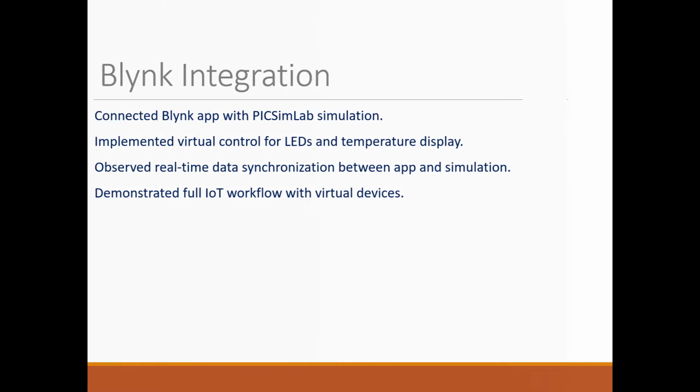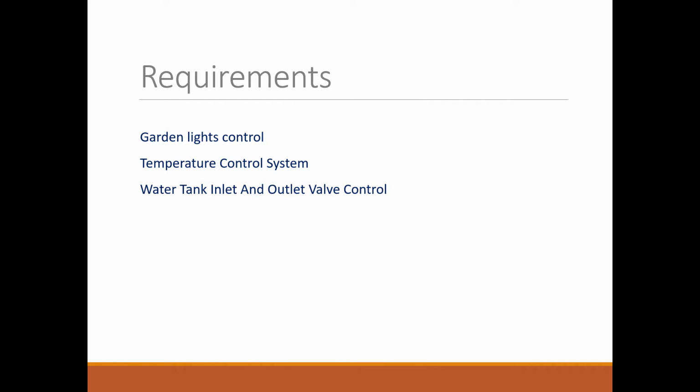And coming to the project, the main requirements of the project, like what are the functional requirements, what are the things we should do in the project. The first one is curtain lights control. Second is temperature control system. Third is water tank inlet and outlet valve control. These are the main three functions we should do in this project.